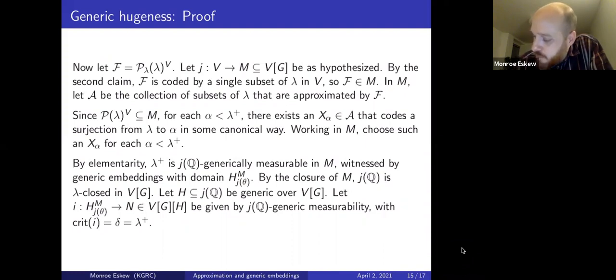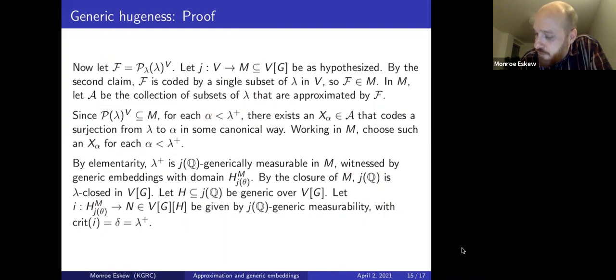Now M has every subset of lambda as a member that's from V or VG, right? Not this set as a whole as a member, but it's at least a subset, not necessarily, right? Because it has every one of them, each ordinal less than lambda plus is, so M and V and VG all have the same lambda plus.